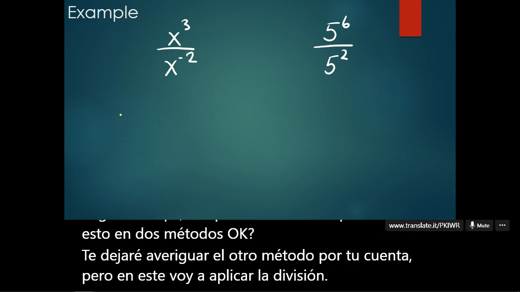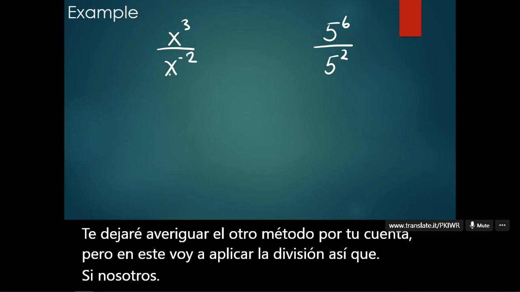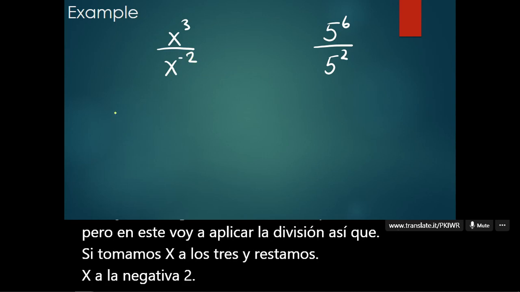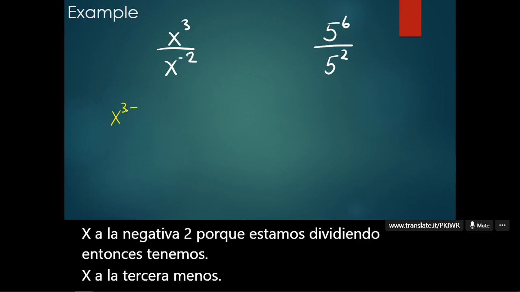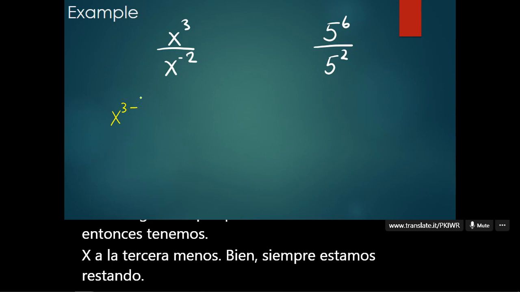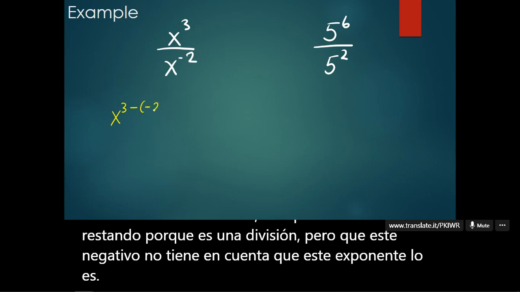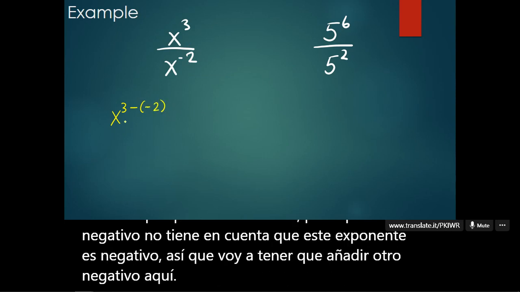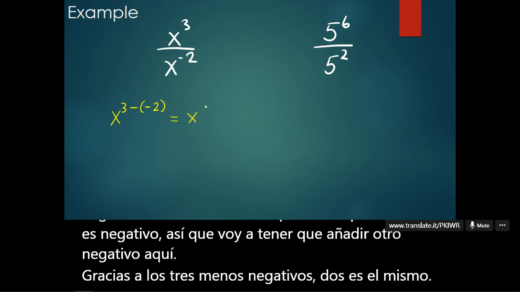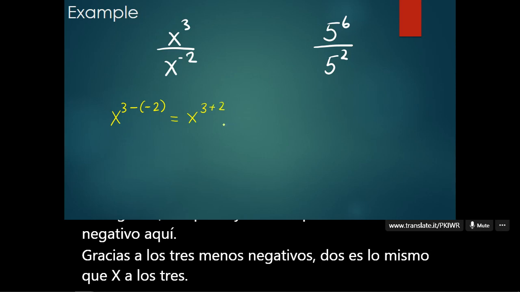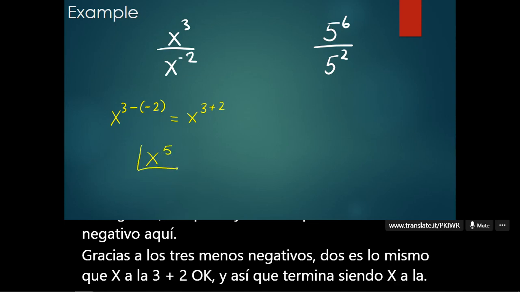So if we take x to the 3 and subtract x to the negative 2, because we're dividing, then we have x to the 3rd minus, and we're always subtracting because it's a division, but this minus does not take into account that this exponent is negative, so I'm going to have to add another negative here. So x to the 3 minus a negative 2 is the same as x to the 3 plus 2, and that ends up being x to the 5.